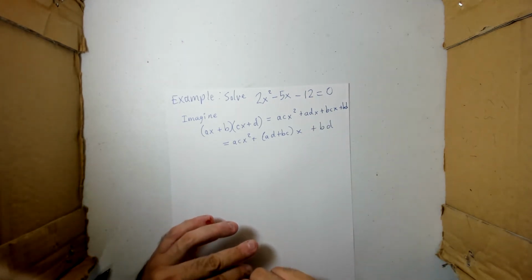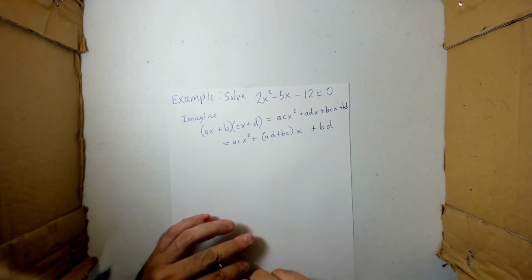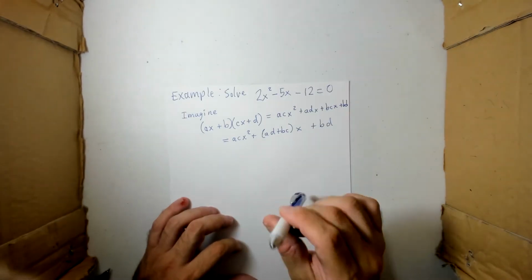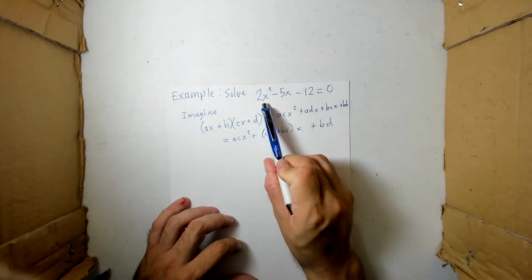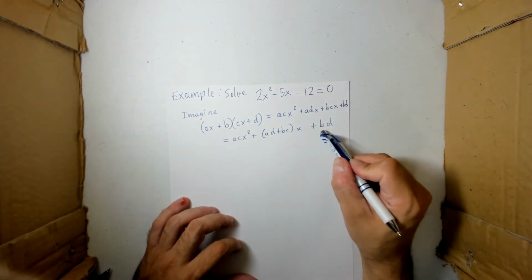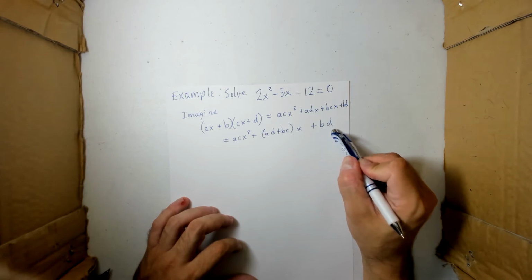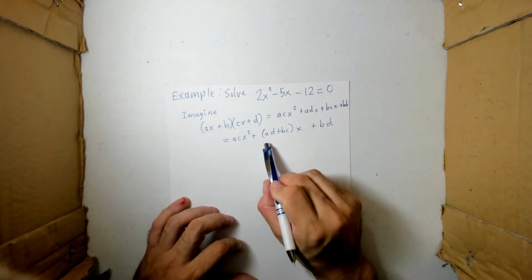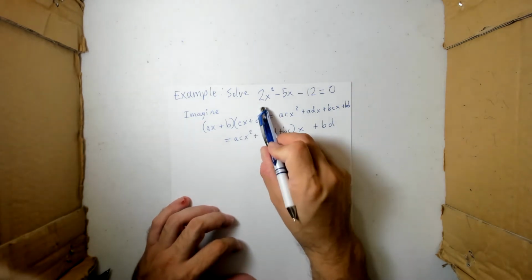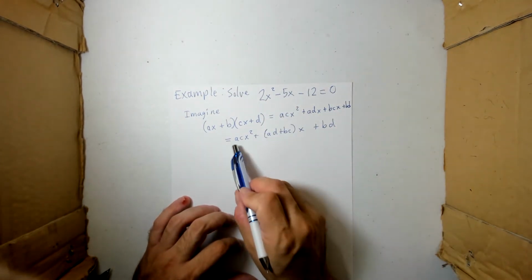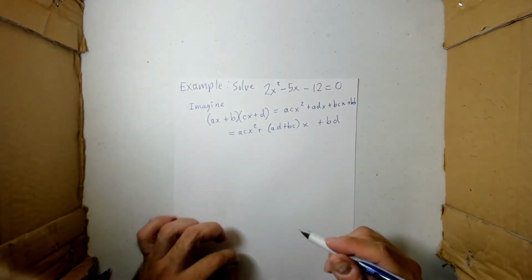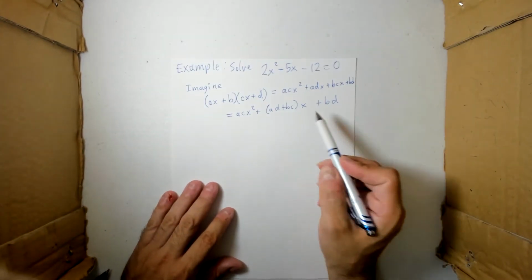So what I want you to observe here is that if I want this factorization to equal this, then this bd, b times d, is going to have to equal, in our case, negative 12. And ac is going to have to equal 2, because ac times x squared will be the 2x squared. Okay? And then we're going to experiment to see what the middle term is going to have to be.